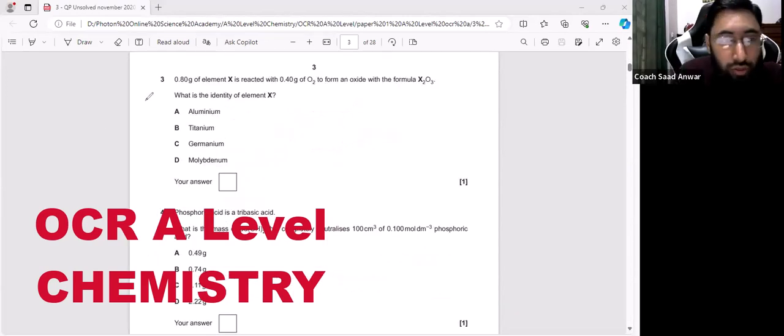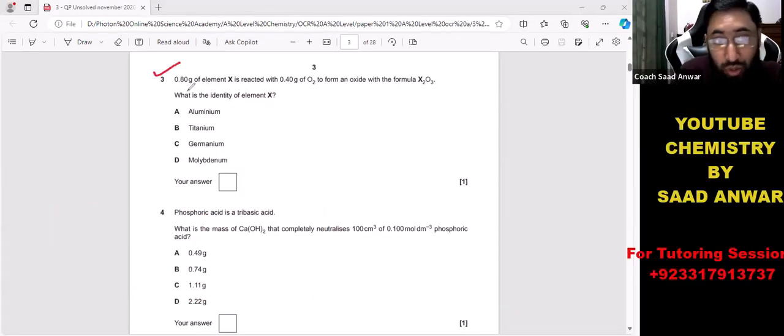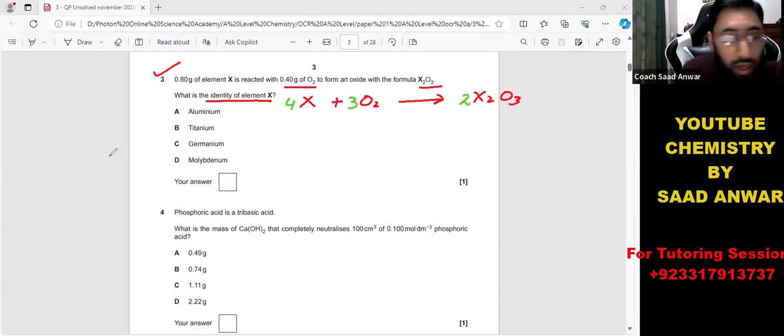Hello guys, we are going to solve question number 3. 0.80 gram of element X is reacted with 0.40 gram of oxygen to form an oxide with the formula X2O3. What is the identity of the element X? First, we have to make an equation. X reacts with oxygen and we get X2O3. Then we have to balance it. So here I put 4, here I put 3, here I put 2 to make it balance.